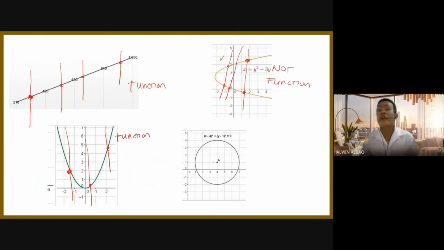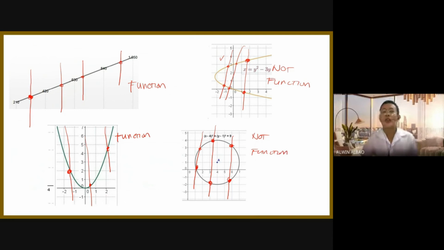Okay, so for the last example, we have a circle graph. So let's draw. Okay, so kung mapapansin nyo, meron tayong 2 intersection na nakita. And then another 2 intersection. And then another 2 intersection. So therefore, this graph is not a function.